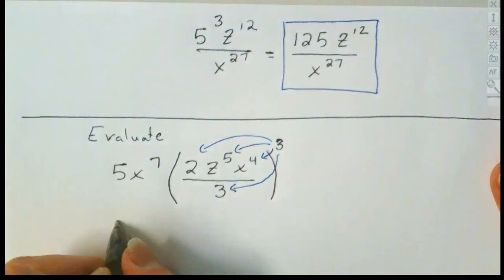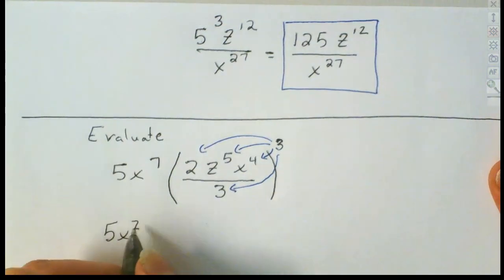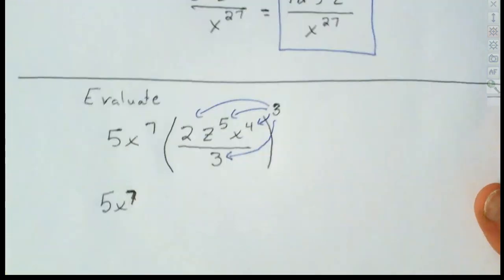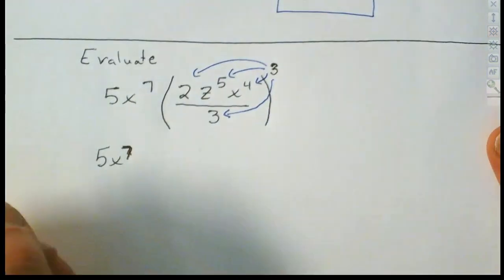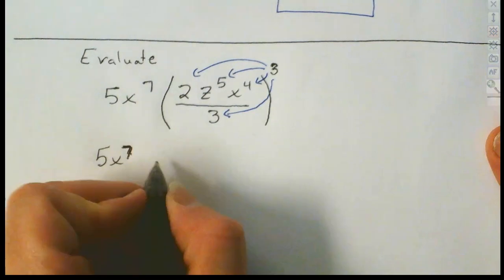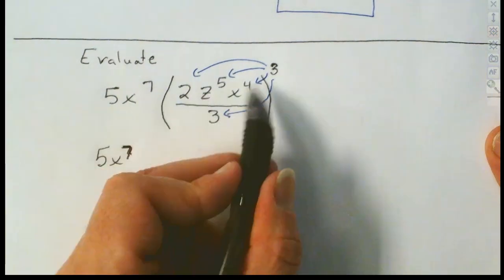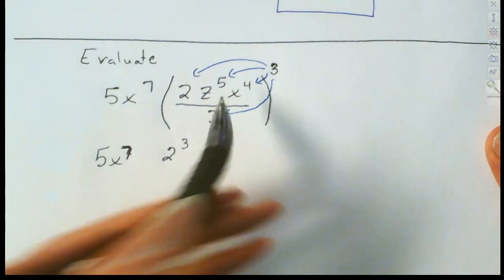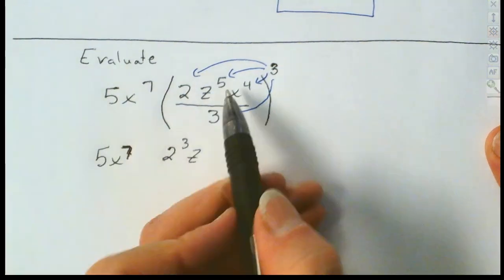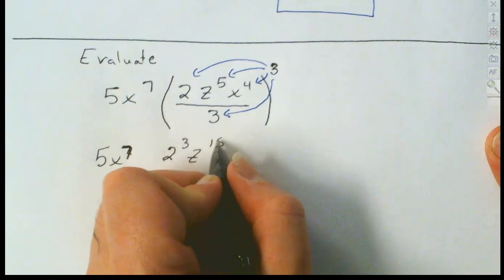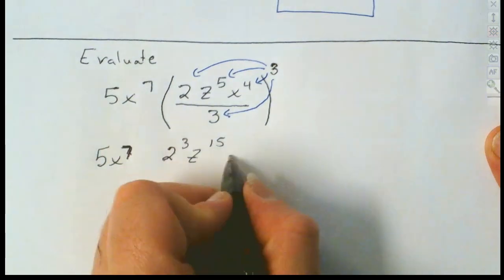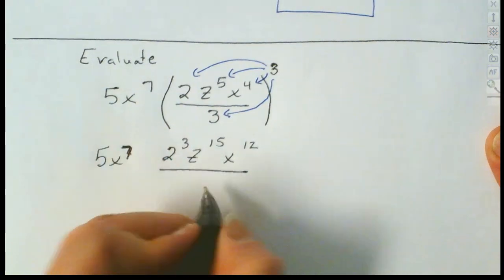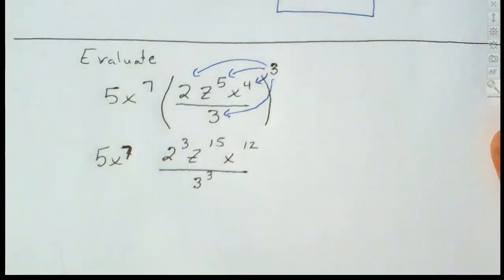And so we've still got a 5x to the 7th out in front. So that's just staying along with it. And then what do we have here? What do we have next? We've got a 2 cubed, right? We've got a z to the 5 times 3 is 15th power. We've got an x to the 12th power. And then we've got a 3 cubed below.